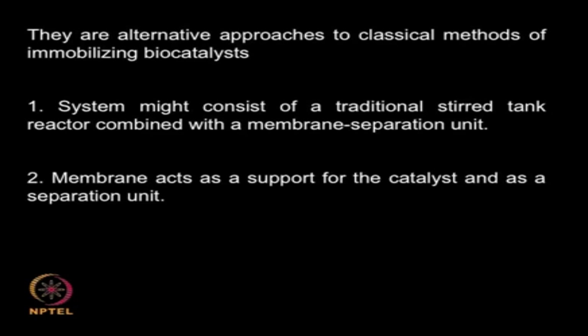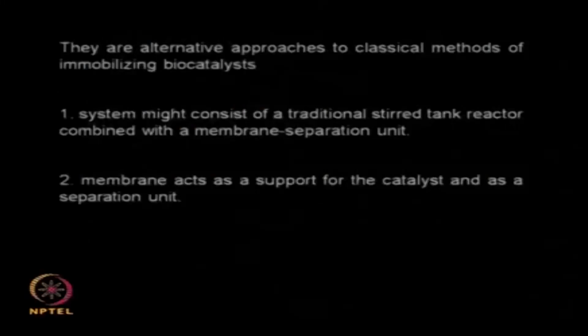So both are alternates. I can have the first one, a traditional stirred tank reactor, and then a membrane separation unit. In the second one the membrane acts as a support for the catalyst. Catalyst is your enzyme or active cell. And then separation also automatically happens because it is immobilized on a membrane. So your metabolite may be just diffusing through or permeating through. So by choosing your membrane we can achieve this type of permeation or diffusion or filtration type of process.